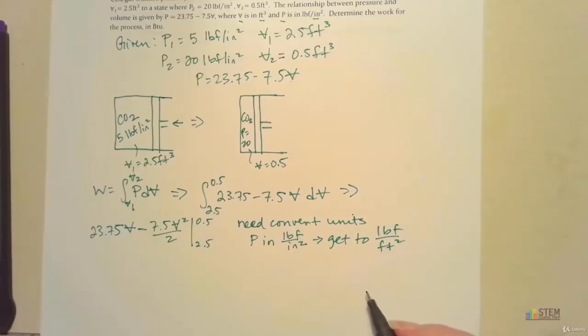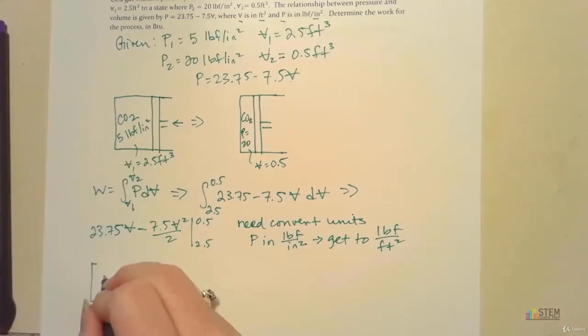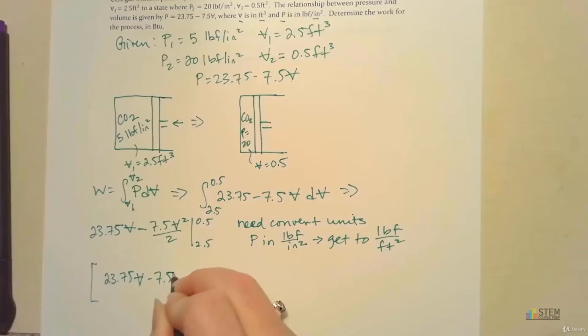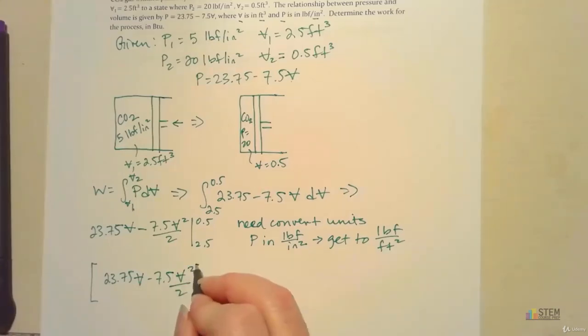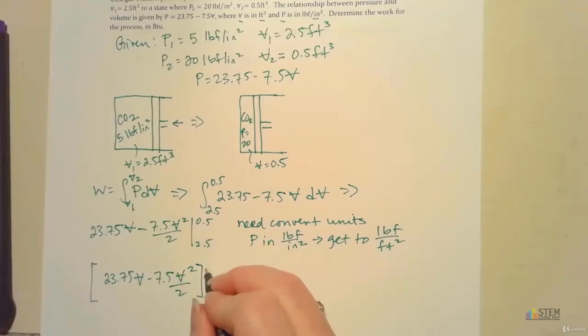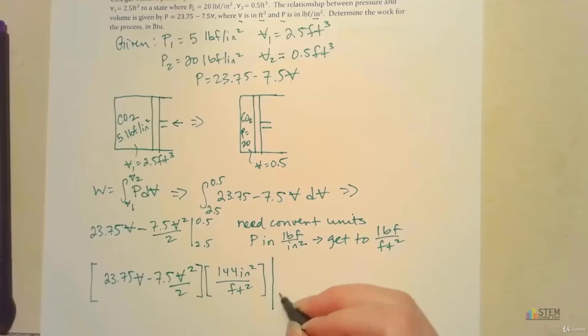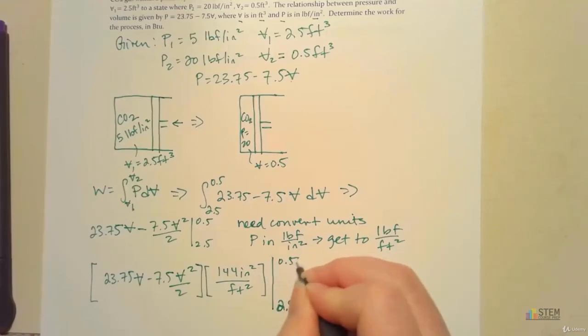Okay. Now the way we're going to do that is let's take this function that we have, and you could do your conversion before you integrate also, it's up to you. I just happen to do it afterwards. So there's what we get after we integrate, and we're going to take that and multiply it by 144 inches squared per foot squared. And then we're going to evaluate this whole thing at our values of volume.